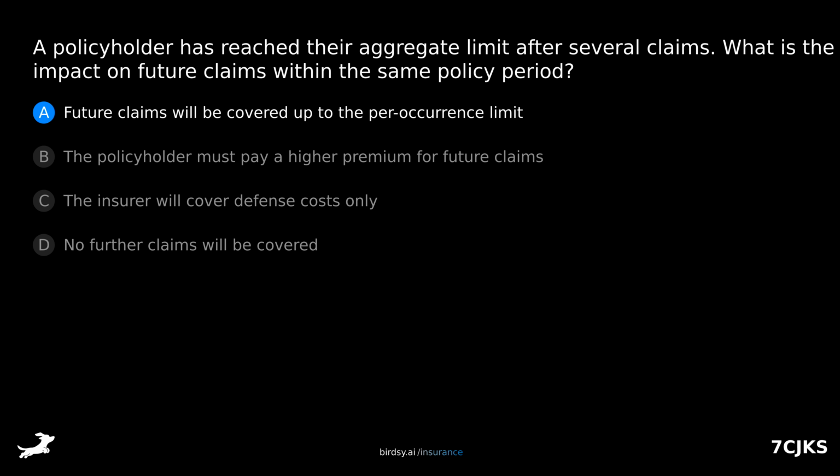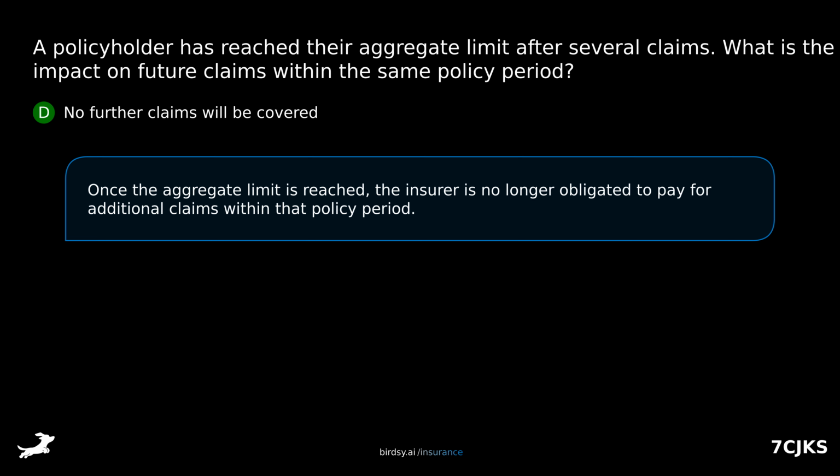Is it A? Future claims will be covered up to the per occurrence limit. B. The policyholder must pay a higher premium for future claims. C. The insurer will cover defense costs only. Or D. No further claims will be covered. The answer is D. No further claims will be covered. Once the aggregate limit is reached, the insurer is no longer obligated to pay for additional claims within that policy period.